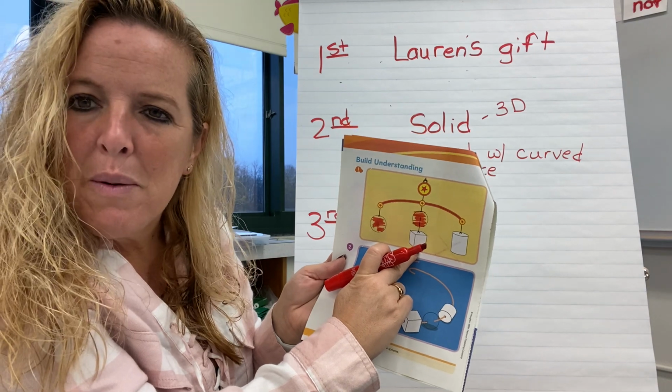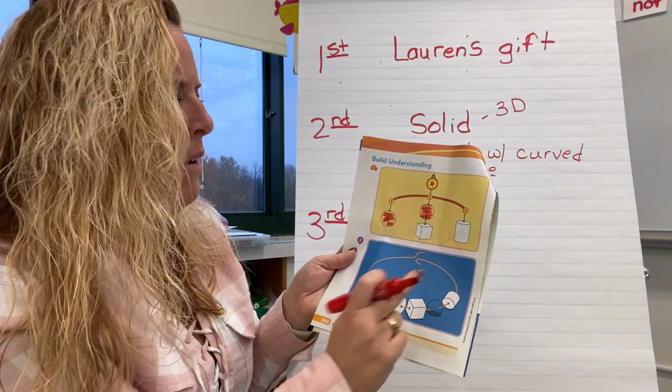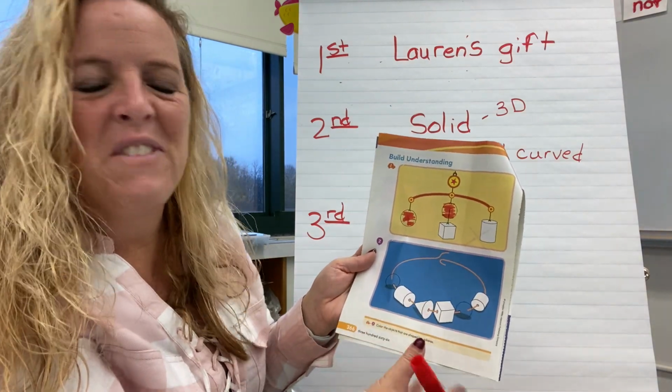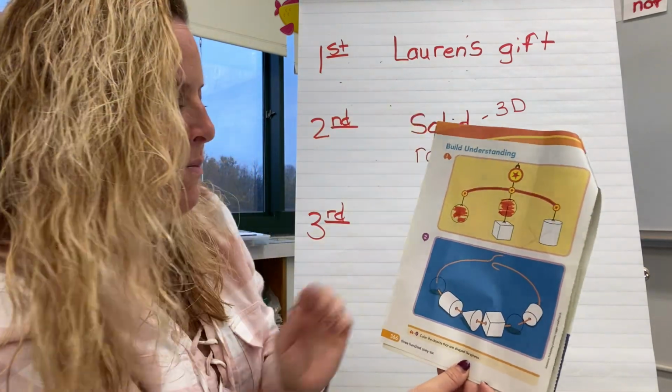Could it be this one? No. Does anybody know what that one's called? Did I hear cube? Oh, you're so smart. What's this one? Did I hear cylinder? Very good. I hope you just colored the 2 spheres.